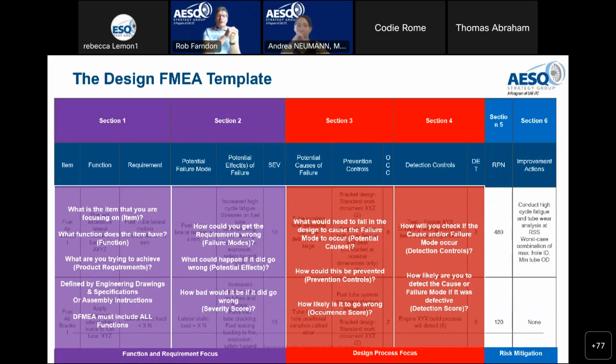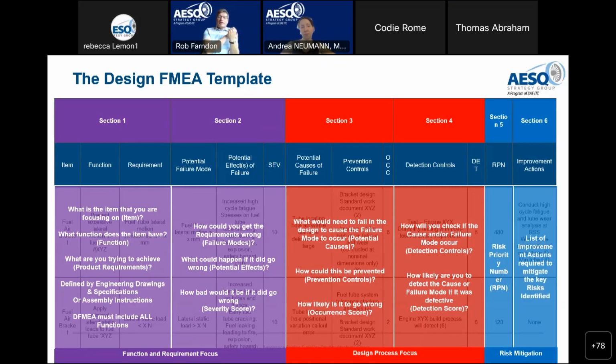In section 5, if you click me, please, thank you, we'll cover the scoring, which we always say is calculation of the risk priority number, but there's much more to it than that, which we'll come to when we explain that section in a little bit more detail. And section 6, finally, is around improvement actions. The actions required to mitigate the key risks that we identify.